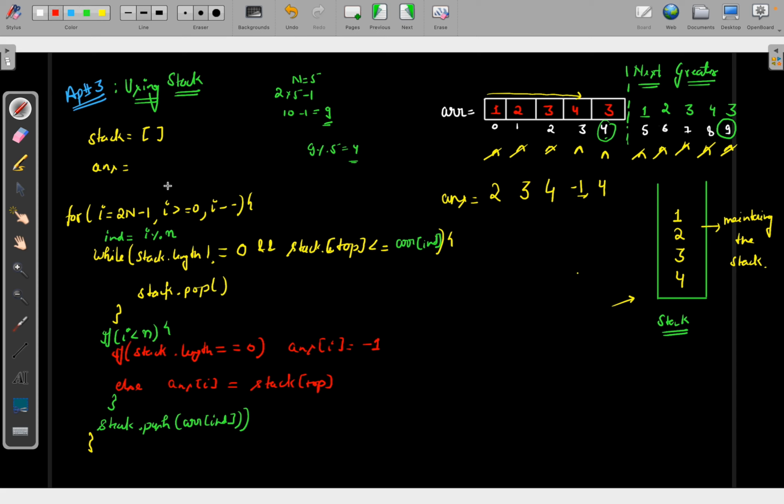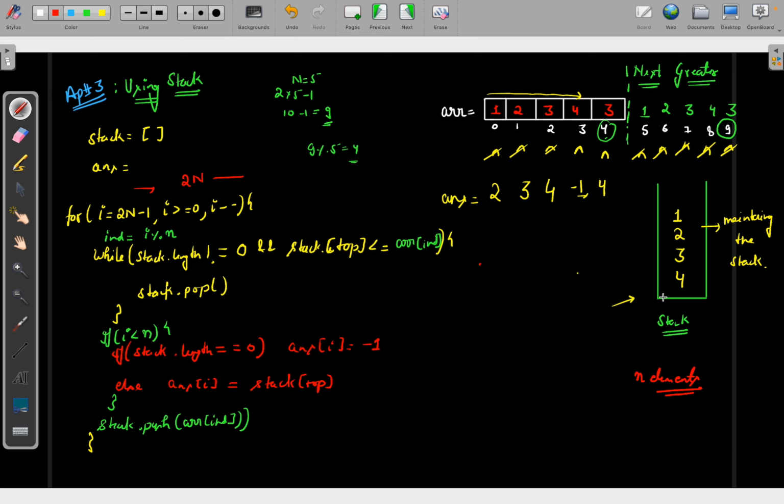What will be the time complexity of this approach? You are running for 2n, so no matter what, this will take 2n iterations. This while loop, no matter what the elements are, your stack will be maintained for only n elements. It won't go up to 2n elements. It is not possible.